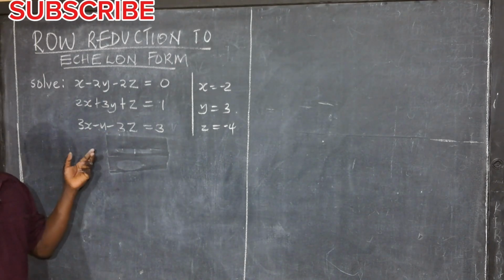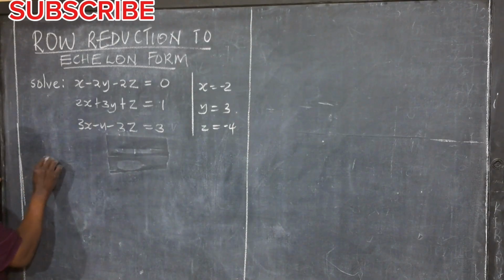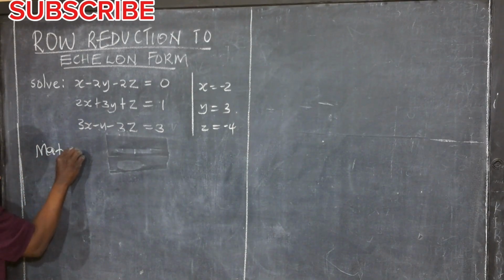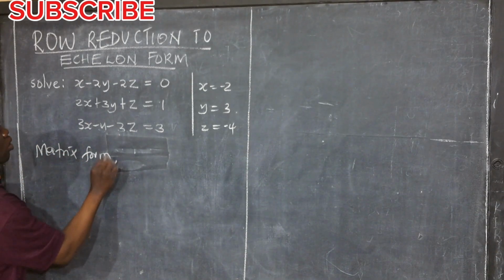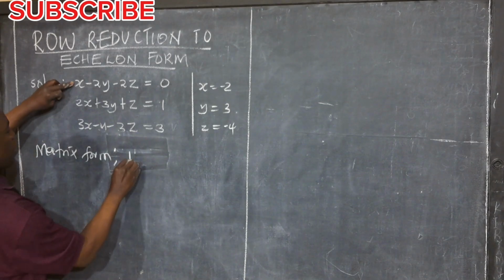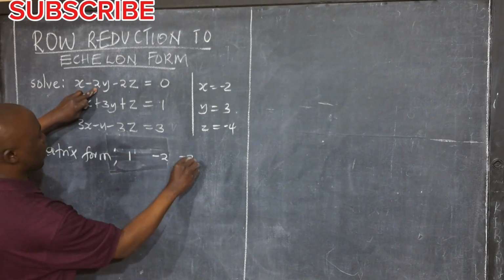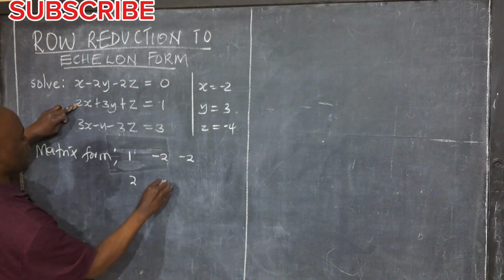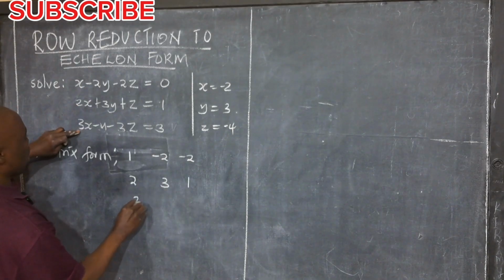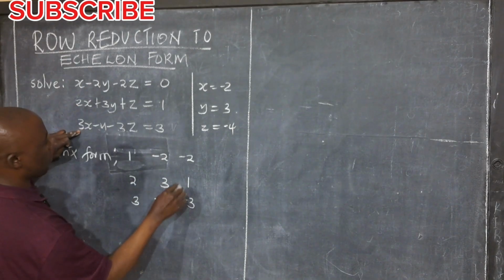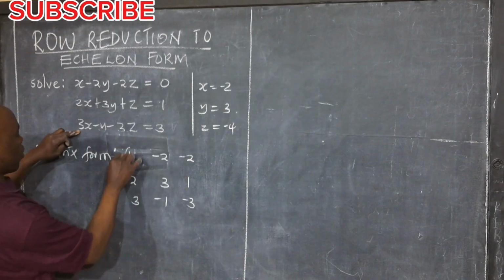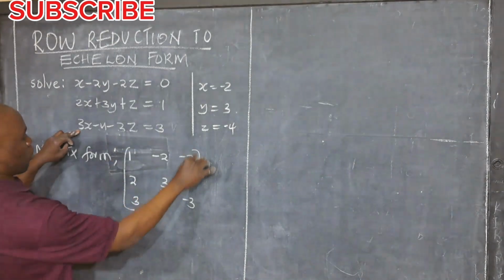So let's dive into the row reduction to echelon form. We have to first write the matrix form. So matrix form. So you write the coefficients. So I have 1, -2, -2. Here I have 2, 3, 1. Then I have 3, -1, -3. Then close this. Then close that.